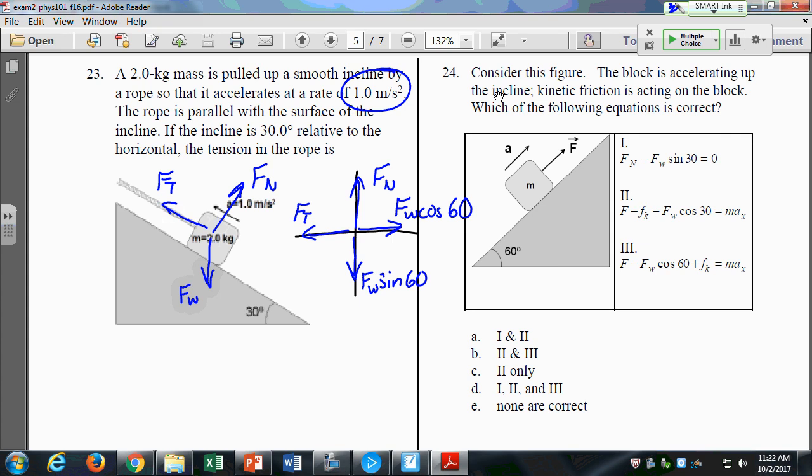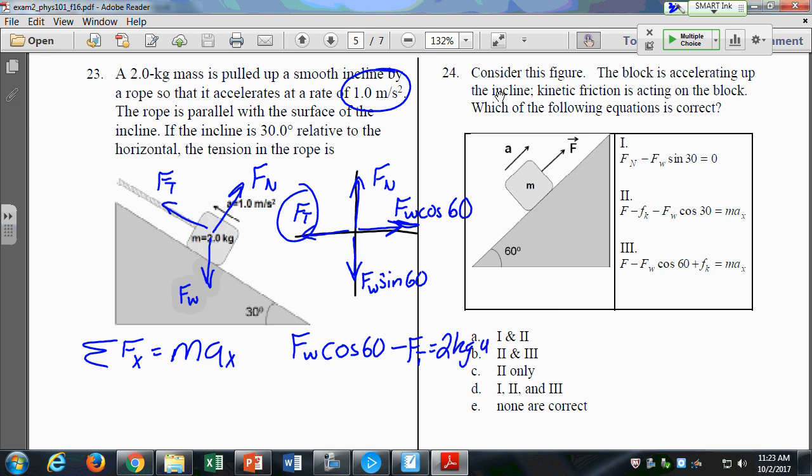I think that, yeah, that's all the forces. I want to know this tension. I know what the force weight is. I know what the acceleration is. So this is going to be pretty much a one-step problem. The sum of the forces in the x direction is max. Oh, man. The sum of the forces in the x direction are going to be Fw cosine 60 minus Ft equals the mass, which is 2 kilograms, times ax.